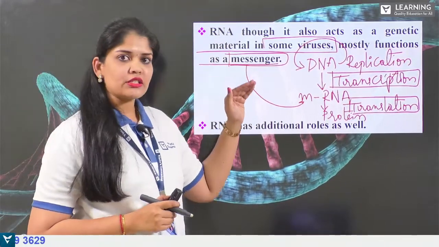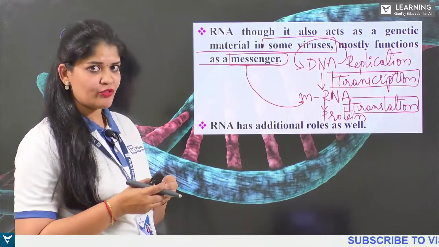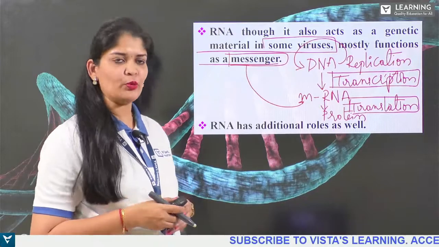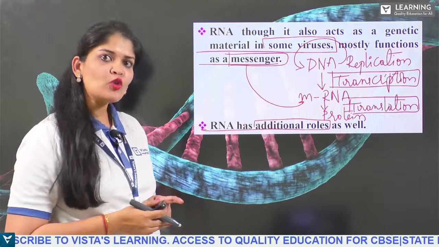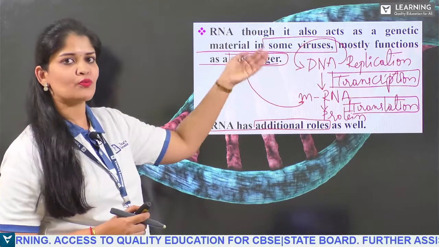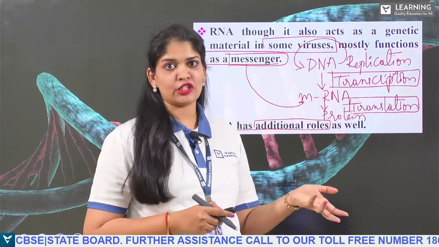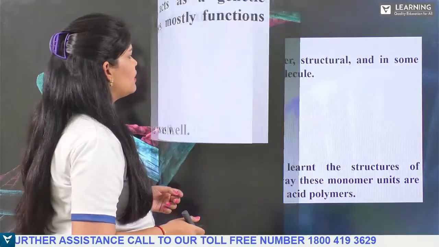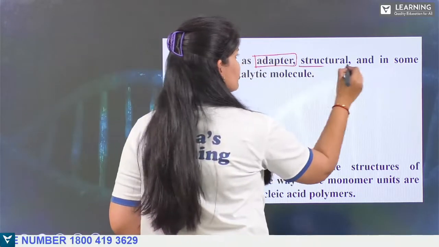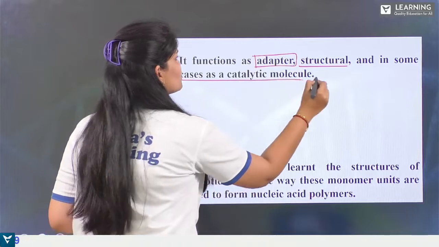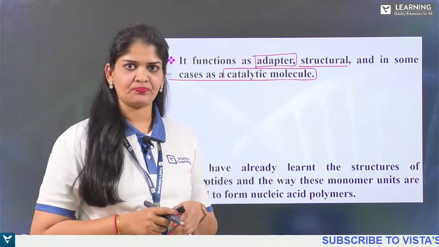Besides acting as a messenger for the transfer of information, and thereby being useful in the synthesis of protein, RNA also has additional roles along with acting as a genetic material. It is going to act as a catalyst, it has structural functions, and it also acts as an adapter. In some cases it acts as a catalytic molecule which accelerates the rate of the reaction.